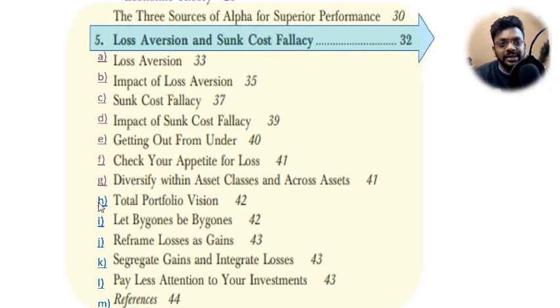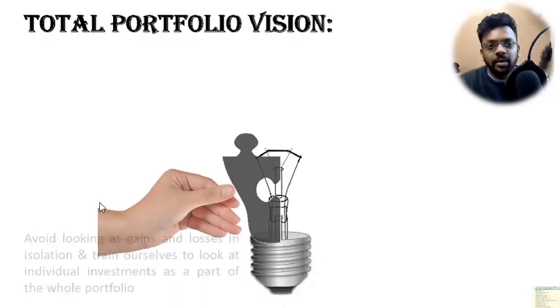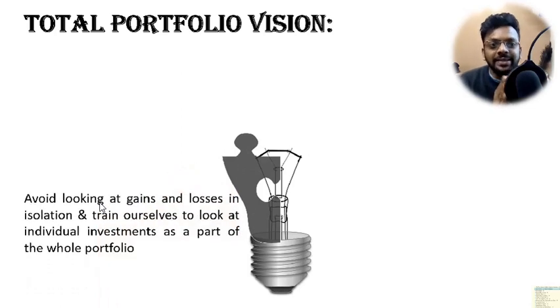The next advice is total portfolio vision. Exactly. Avoid looking at gains and losses in isolation and train ourselves to look at individual investments as a part of the whole portfolio. What does this mean? One stock may be at a low, but on the contrary, another sector's stock may be high. So instead of seeing the one negative stock, we can see our portfolio as a whole. But this requires real discipline actually. We can't easily get that, but we can work on it.